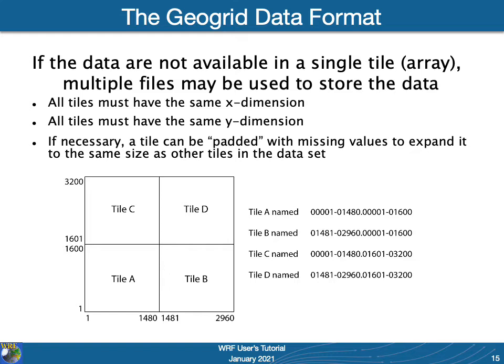If you happen to have a data set whose number of columns isn't evenly divided by some other integer, you can simply add padding columns onto the data set. And whatever padding value you use can be specified in the metadata file as a missing value. So for example, if we wanted to take a data set and split it up into 4 tiles, each with 1,480 columns and 1,600 rows, we might have 4 files for our data set, named as shown here on the right part of the slide.